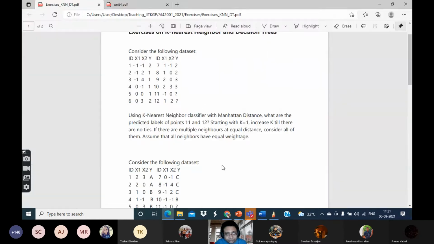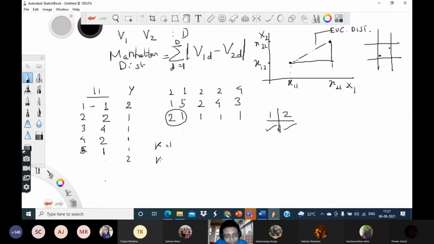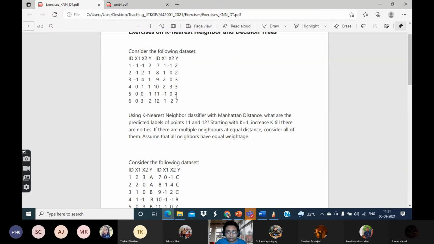Then the question is saying to increase k till there are no ties. So now I go for k equal to 2. So now I have to consider these 2 points, 2 and 4, which are at the equal distance. So now what do I say? I see that both of them are saying 1. So class 1 gets 2 more votes. So class 1 has 3 votes, class 2 has only 1 vote. So now the tie is resolved. So I stop and declare the class label of point 11 as 1.